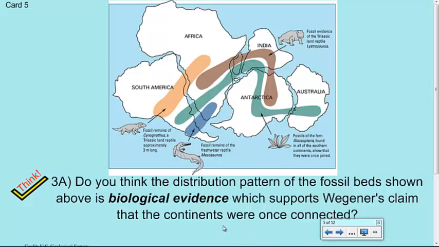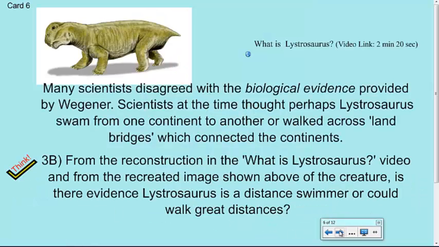The next card looks at biological evidence. That's the think question. Do you think that this evidence supports his claim? And part of biological evidence, they're looking at Lystrosaurus. There's a little video scientists have made on what they think Lystrosaurus looked like and how it moved. And it asks students as well, is there evidence Lystrosaurus is a distant swimmer or could walk great distances?